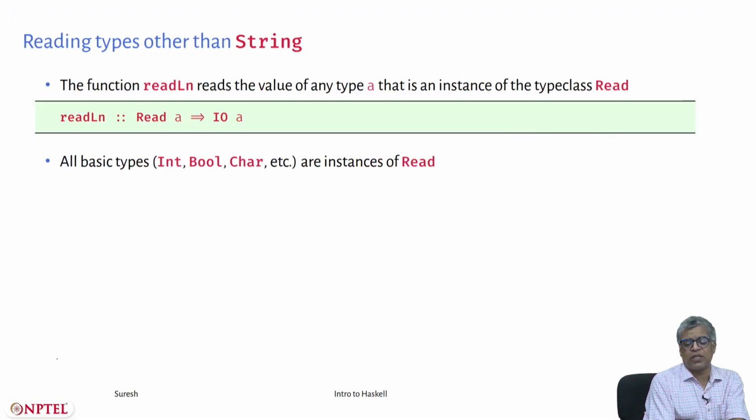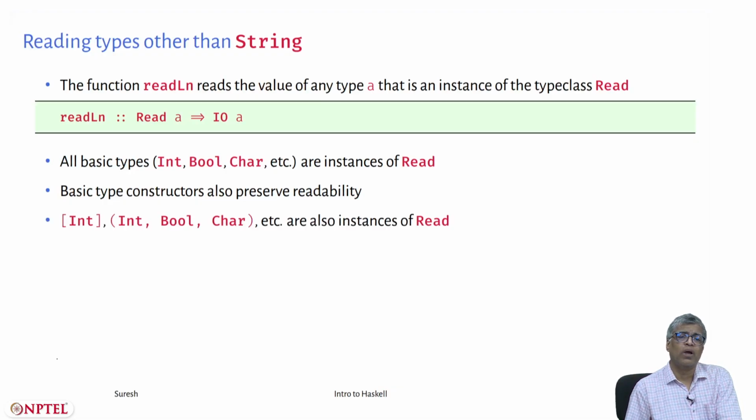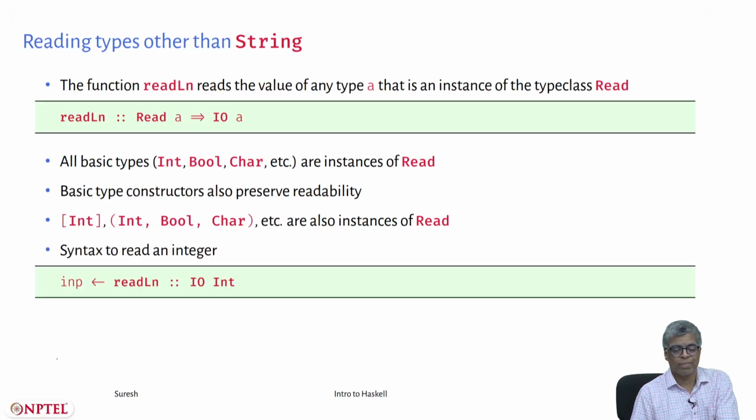And all basic types like Int, Bool, Char, etc. are all instances of Read. Basic type constructors also preserve readability. For instance, Int is a member of type class Read. Therefore, the type list of Int is also a member of the type class Read. You can also read lists of integers, tuples of integers, etc. So list of Int, the triple Int, Bool, Char, etc. are all instances of Read. Of course, functions of type Int arrow Int are not readable. How do you even give a function as input, right?